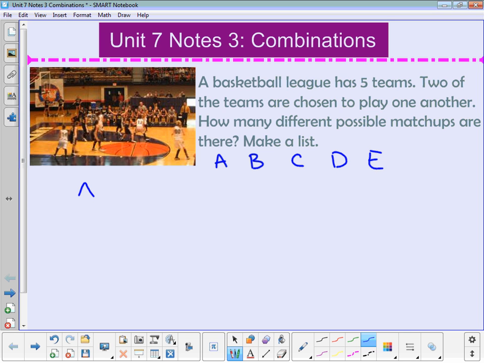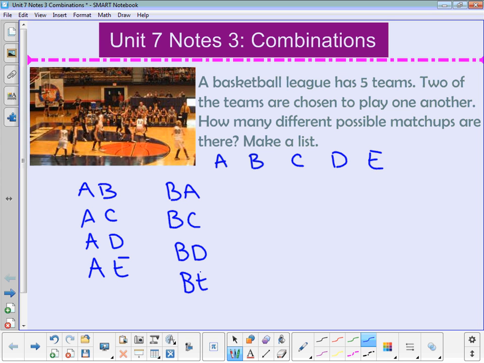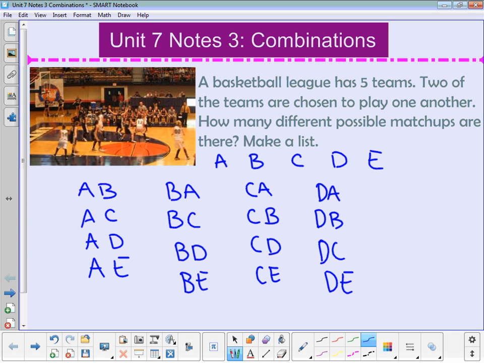I could have A and B. I could have A and C, A and D, A and E. I could have B and A, B and C, B and D, B and E. I could have C and A, C and B, C and D, C and E, D and A, D and B, D and C, D and E. And I could have E with A, E with B, E with C, and E with D.